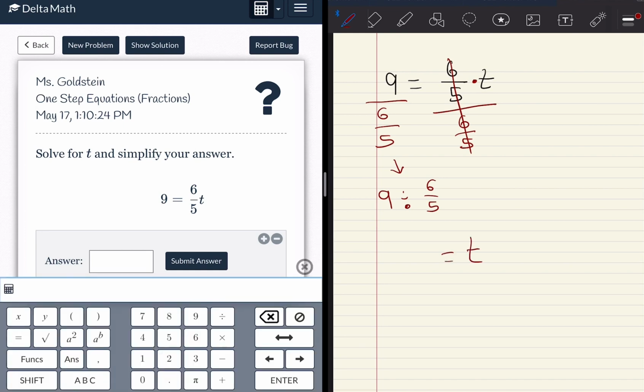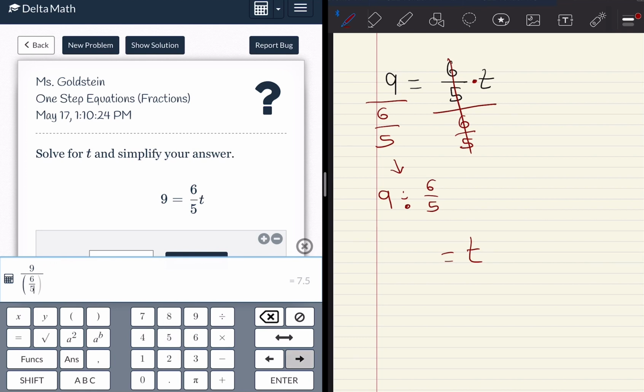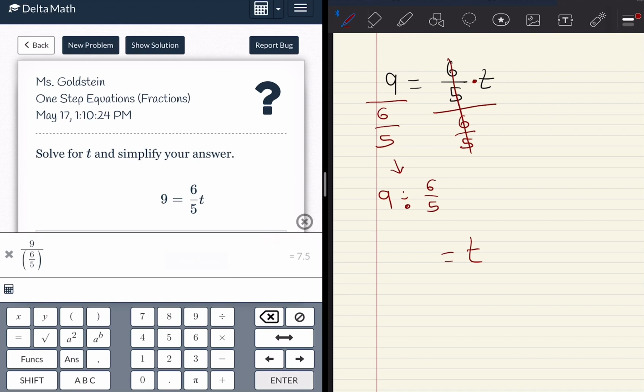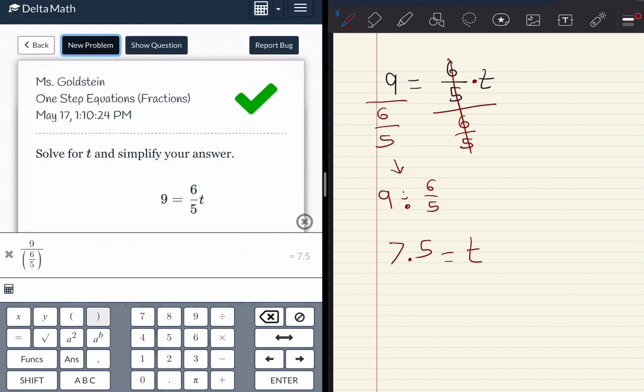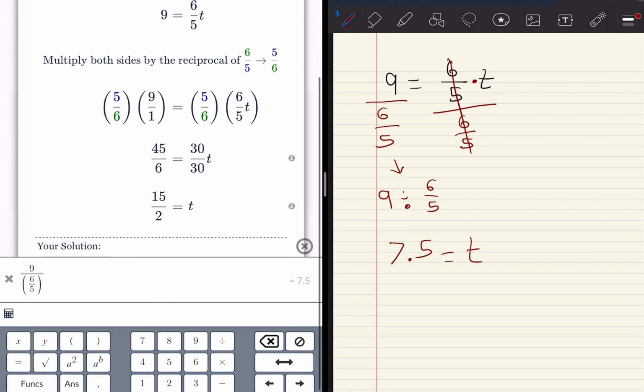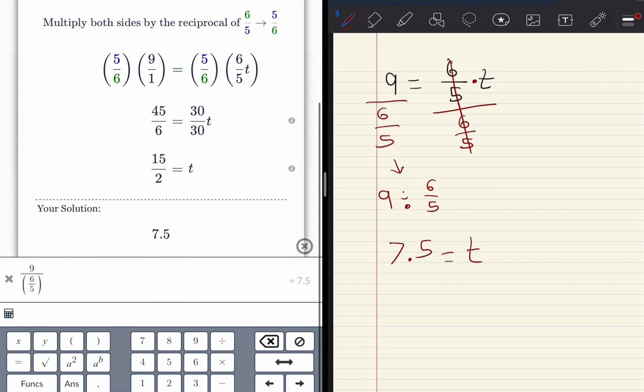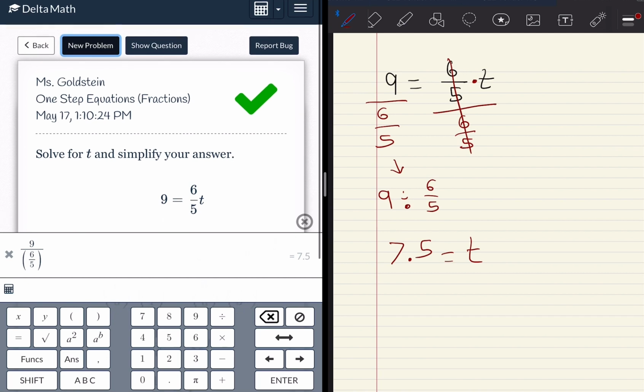So I go to my calculator. I type in 9 divided by, use my parentheses for 6/5, 6 divided by 5, use my forward arrow to get out of the bottom of the fraction, close parentheses, hit enter, I get 7.5, and I put that in, submit, yes, fabulous. And again, they did it the other way. Instead of dividing by 6/5, they multiply by 5/6. Same exact thing, get the same answer.